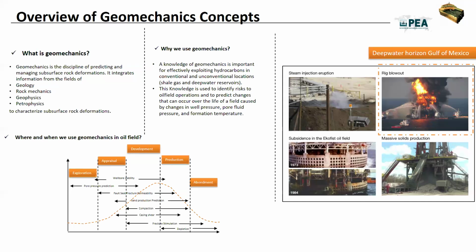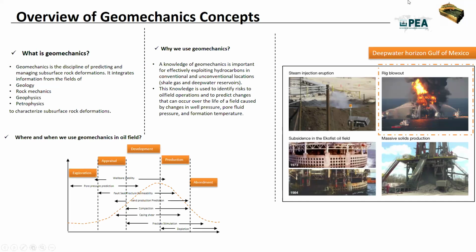The second most important question is why we use geomechanics, or why use geomechanical modeling. We have to know that geomechanics is a key element in conventional and unconventional exploration and production. The knowledge of the geomechanics and elastic parameters is very helpful to avoid problems and incidents in the oil field by predicting changes that can occur over the life of the field caused by the change of pore pressure, reservoir pressure, wellbore pressure, and also temperature.